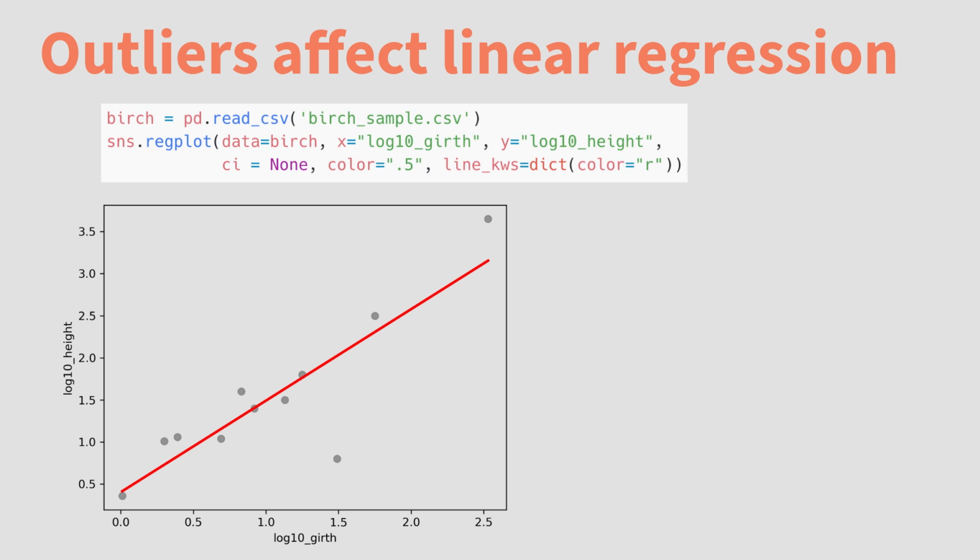To understand outliers better, we have added a small sample of the birch data from the conifer dataset. The link to this data is in the description below. Let's import the data first by using the read_csv function and draw a regression line using the regplot function from the seaborn package. When we look at the scatter plot of the data, we can see that there are a few weird points. These are the outliers for this data.